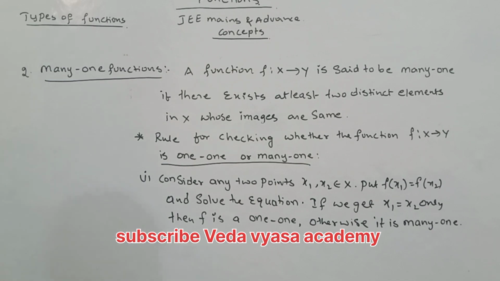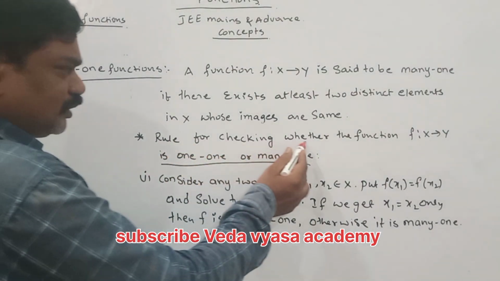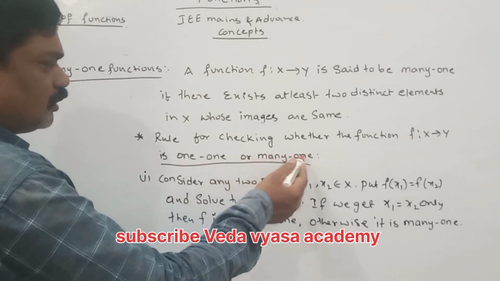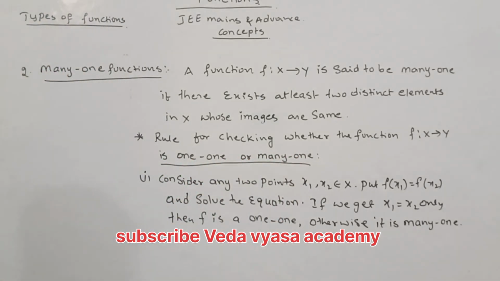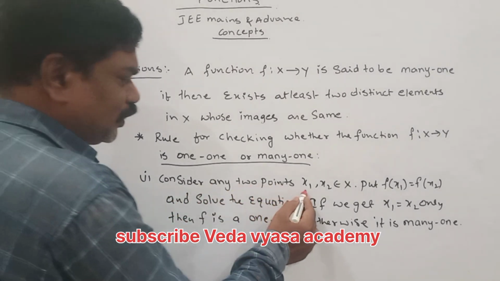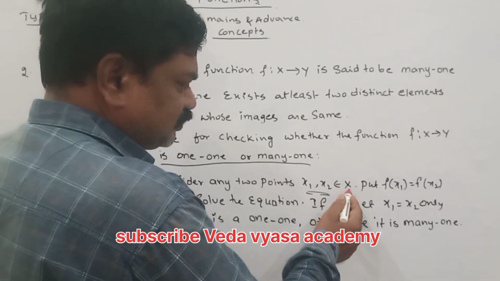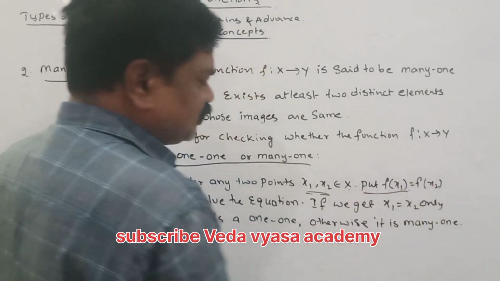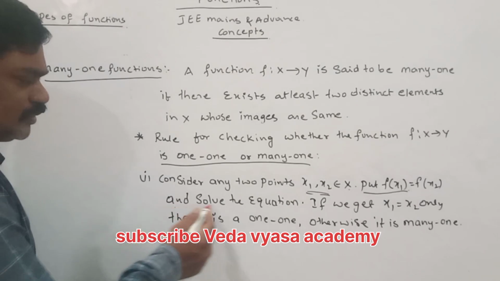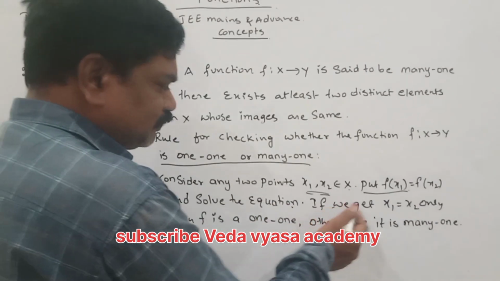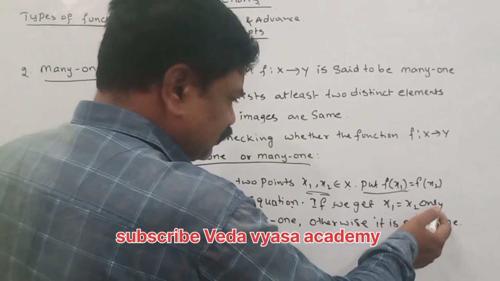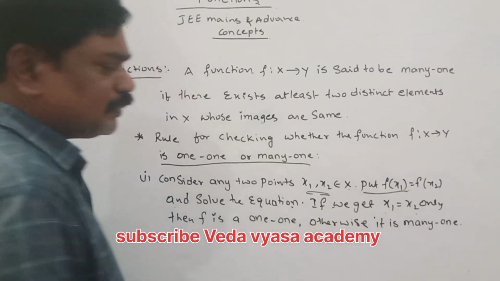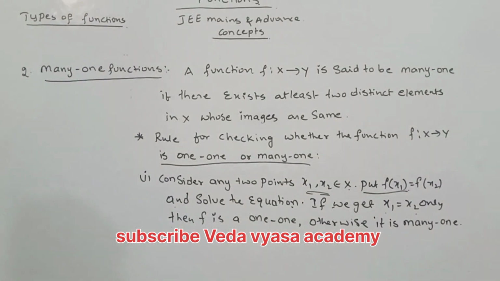Rule for checking whether the function f from x to y is one-one or many-one. Consider any two points x1, x2 belonging to capital X. Put f of x1 equal to f of x2 and solve the equation. If we get x1 equal to x2 only, then f is one-one. Otherwise, it is a many-one function.